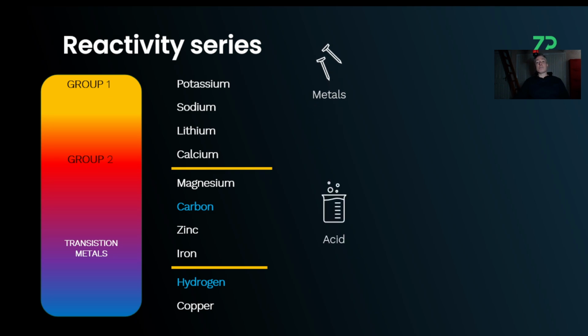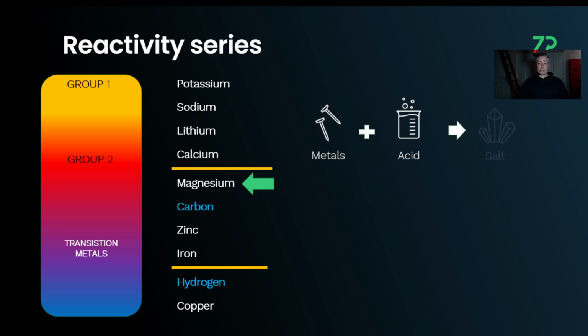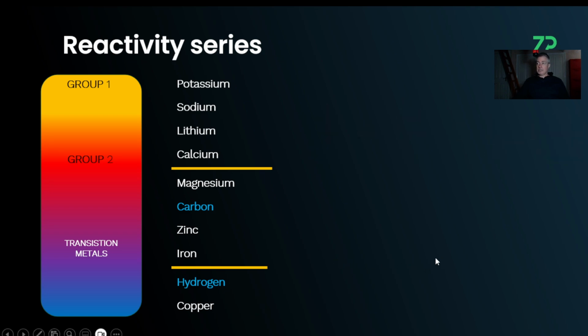Now with those metals that are less reactive, we need something slightly stronger. So there we have an acid. Magnesium will react with acid. Metal plus an acid will again give you a salt plus hydrogen gas. Zinc and iron will also react with acid, whereas copper is the least reactive of these in this particular series and does not react with dilute acid.